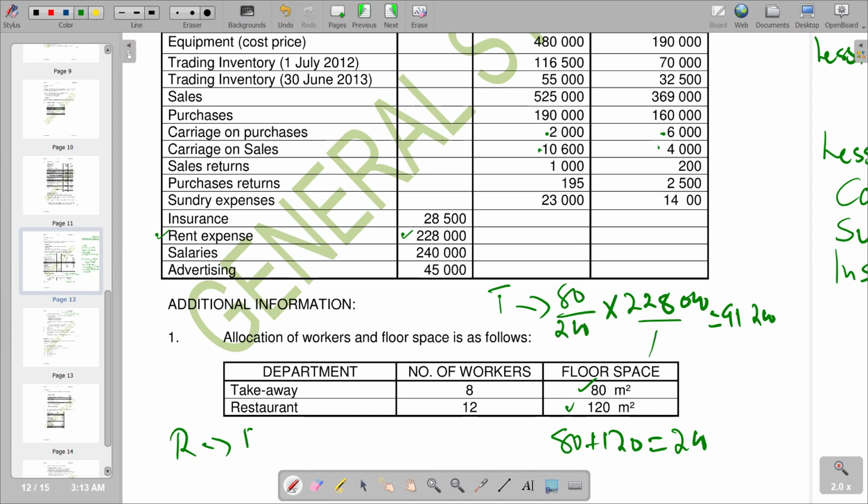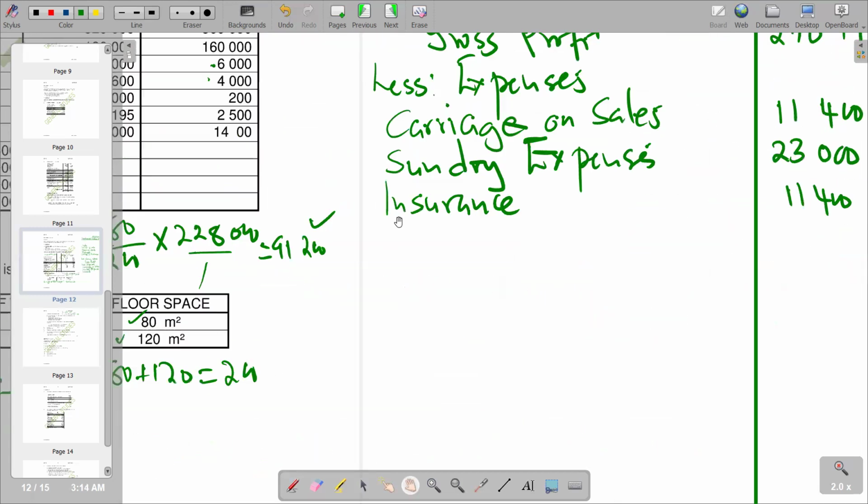For restaurant we've got 120, so we say 120 over the same denominator, which is 200. Then we multiply by the figure that we are apportioning, 228,000. Calculating it, the figure that we get is 136,800. So these are the figures that we are going to include in our income statement: 91,200 for takeaway and 136,800 for the restaurant. So go there. We are now saying rent expense.